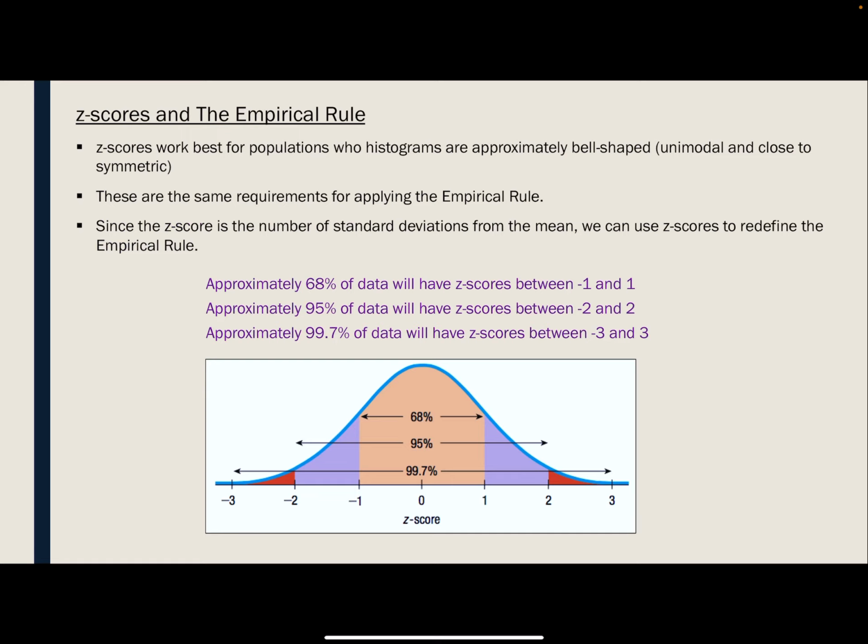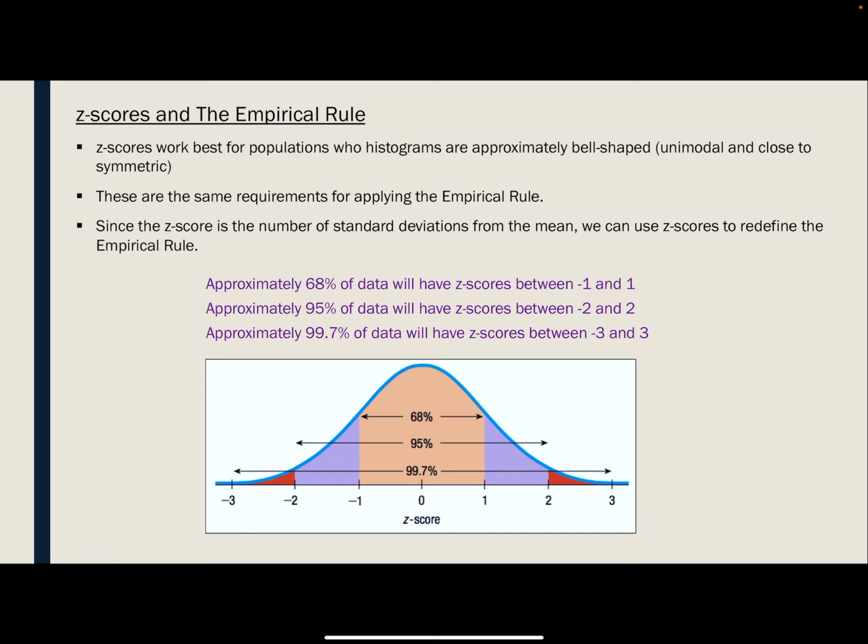Because the empirical rule talks about the percent of data that is within one standard deviation, and z-scores are a measure of standard deviation, we can connect these ideas. So we can say that 68% of data will have z-scores between -1 and 1, right, within one standard deviation. 95% of the data will have z-scores between -2 and 2, and 99.7% of the data will have z-scores between -3 and 3.